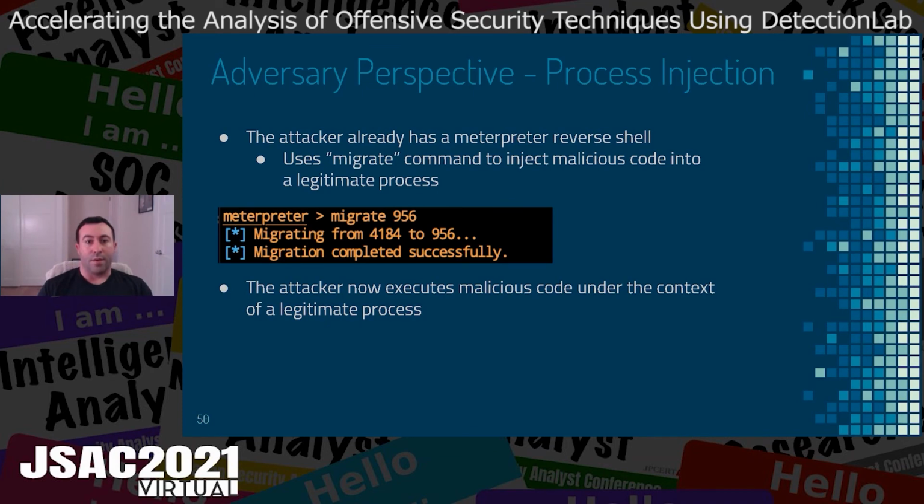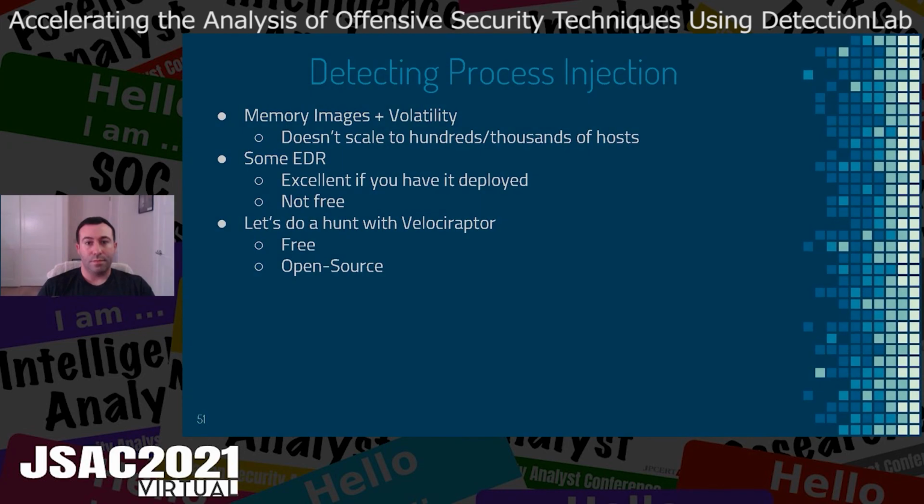In this scenario, our adversary is using Metasploit Meterpreter to execute commands on a target system. They use the migrate command, which allows them to relocate the Meterpreter code from one process to another using process injection. Our adversary selects a process with a process ID of 956, which is a legitimate Windows process, and now is running a Meterpreter under that process's context.